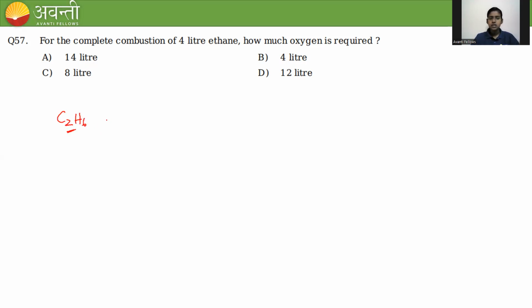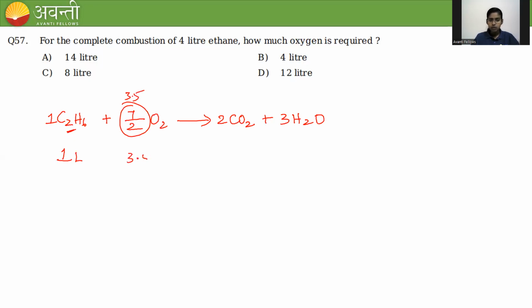So (3n+1)/2 moles of oxygen means it will require 7/2 moles of oxygen, which gives n moles, that is 2 moles of carbon dioxide, and n+1, that is 3 moles of water will come. Okay. And here if you see, 1 liter of ethane is requiring 7/2, which is nothing but 3.5, right? It requires 3.5 liter of oxygen.